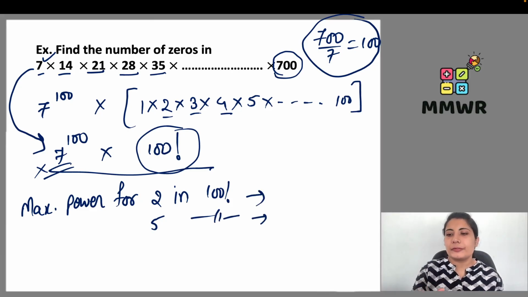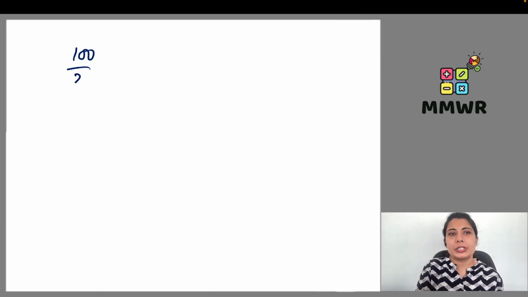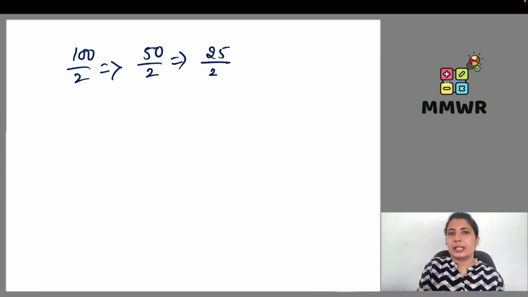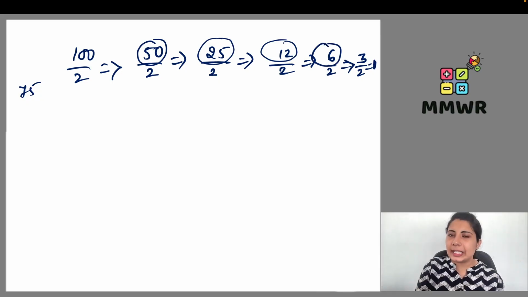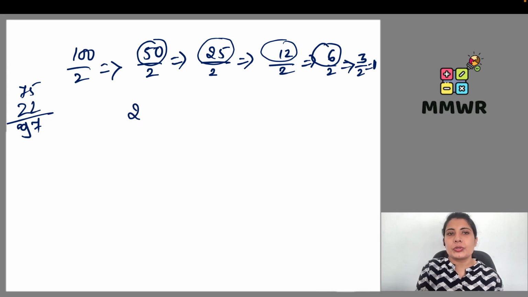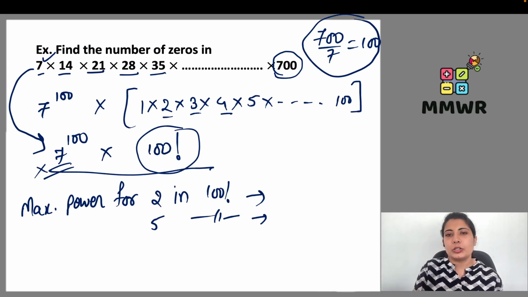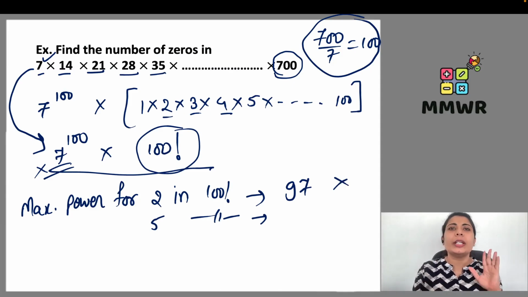Okay, so for the maximum power of 2 and 5 both, 100 will be divided by 2, 50 times I am getting. Again by 2, 25 times, again by 2, 12 times, again by 2, 6 times, again by 2, 3 times, again by 2, 1 time. So I got 50 plus 25, 75, plus 12 plus 6, 18, 18 plus 3, 21, 21 plus 1, 22, right? So this gives me 97. So 2 to the power 97 we have here. Though it was not needed to calculate, we calculated it just for understanding.